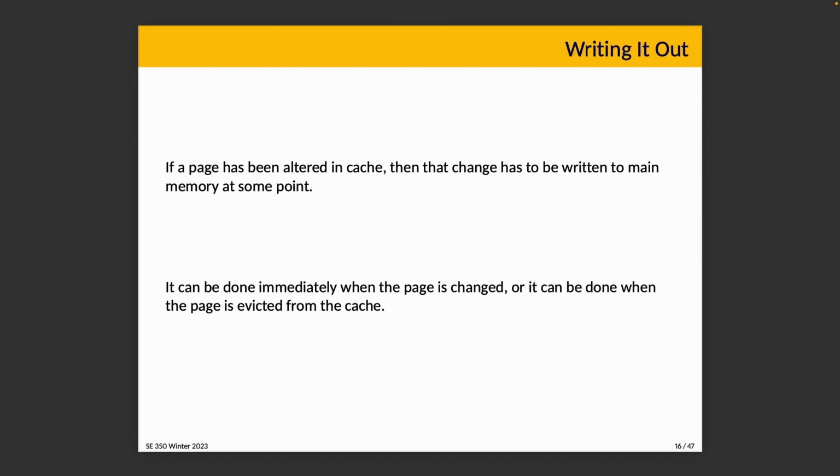Now, if a page has been altered in cache, then the change will need to be written out to main memory at some point. And we have choices. Number one, we could do it immediately when the page is changed, or it can be done when a page is evicted from the cache.